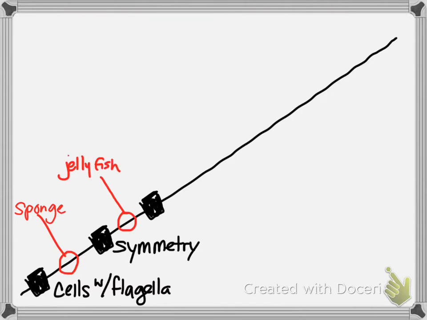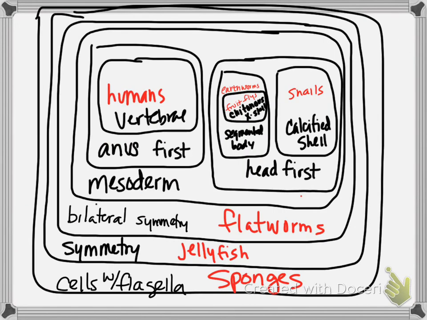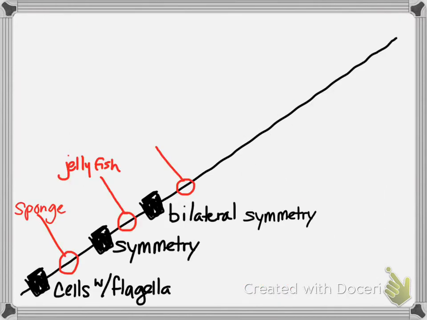Then we develop bilateral symmetry. If you're using Doceri, you can just cut and paste the word symmetry. Copy, paste. So, bilateral: flatworms.